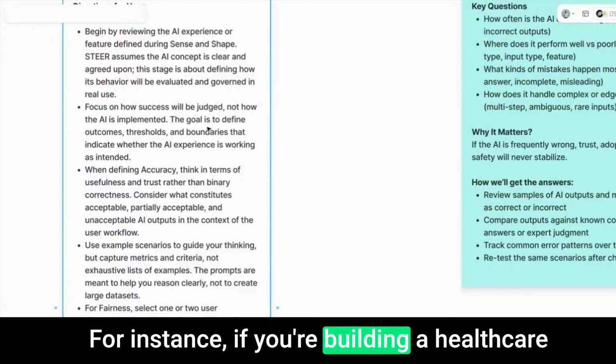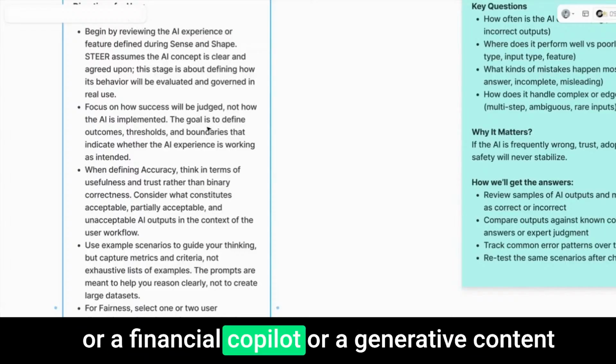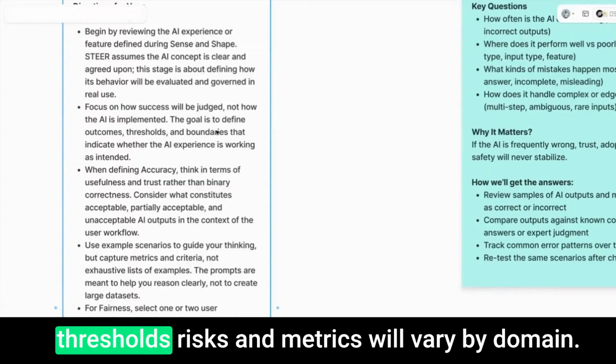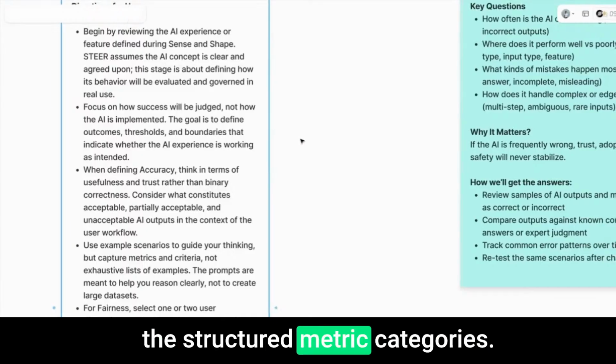For instance, if you're building a healthcare assistant, a workflow automation feature, a financial copilot, or a generative content tool, the structure remains the same, but the thresholds, risks, and metrics will vary by domain. Now, from here, we'll move on to the structured metric categories.